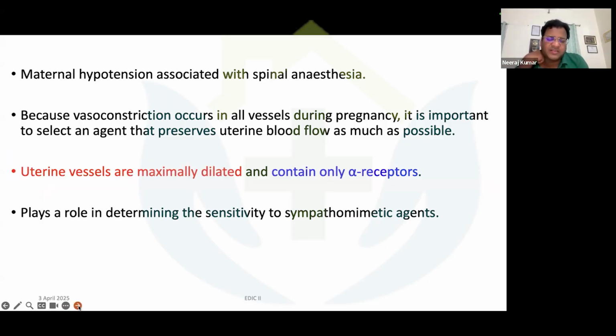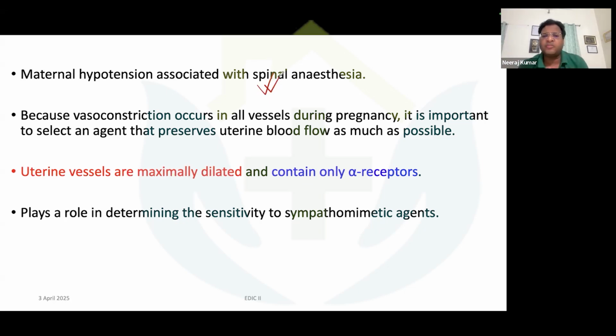Till now we must understand this physiology, that many of the patients are undergoing either elective cesarean sections or emergency cesarean sections, or having a normal vaginal delivery. For elective or emergency cesarean section, you have to give a subarachnoid block, or spinal anesthesia, in these groups of patients, and because of the spinal anesthesia, maternal hypotension will be there.